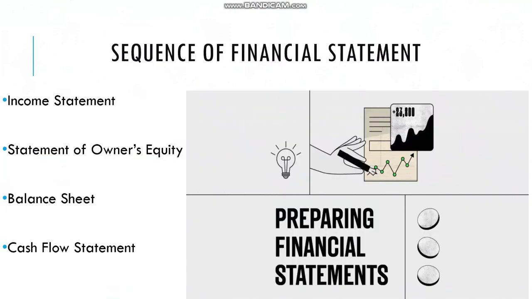Moving on, we have the sequence of financial statements. So financial statements are made in a sequence. Different statements are made in different steps of the sequence. At first we have the income statement, then the statement of owner's equity, balance sheet, and cash flow statement.